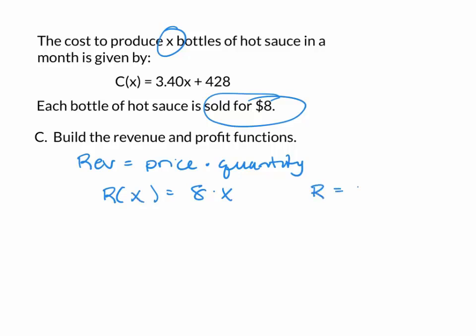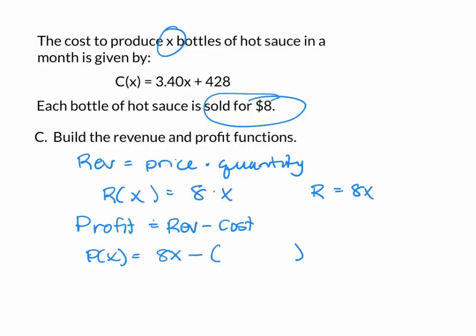Or you could write R equals 8X, either way. Our profit is always our revenue minus our cost. So our P of X function is going to be 8X minus that cost function. Since our cost function up here has two terms, I need to put it in parentheses so that I make sure I subtract both terms of my cost function.